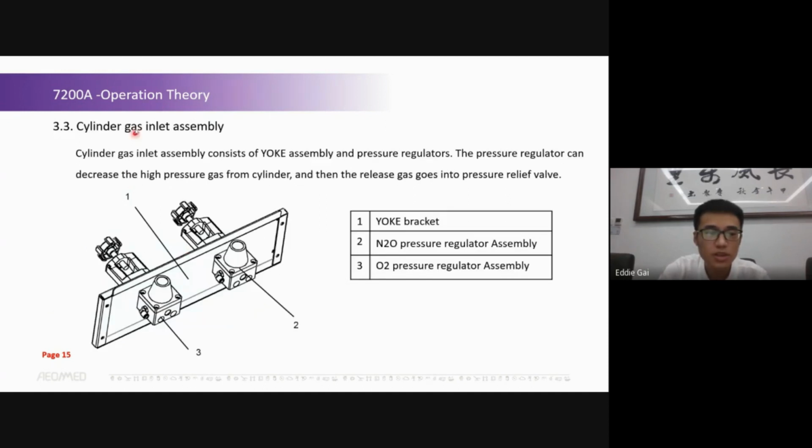Next part is the cylinder gas inlet. This is the yoke I introduced before as the back wheel of the machine. And inside the yoke, there are the regulators to reduce the pressure of the cylinder to meet the standard of the machine. Our yoke, the cylinder we often use is 4 liters, and index.